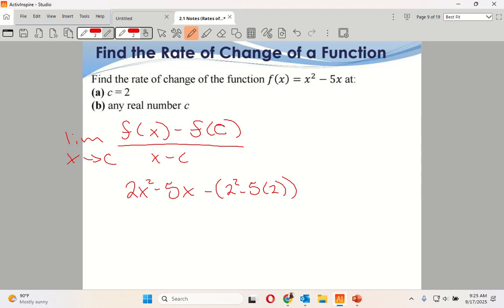2 what? X squared. Oh, it's just x squared. I'm sorry. Thank you, Blade. See? I was seeing if you guys are paying attention. Good job, Blade. You get a cookie.